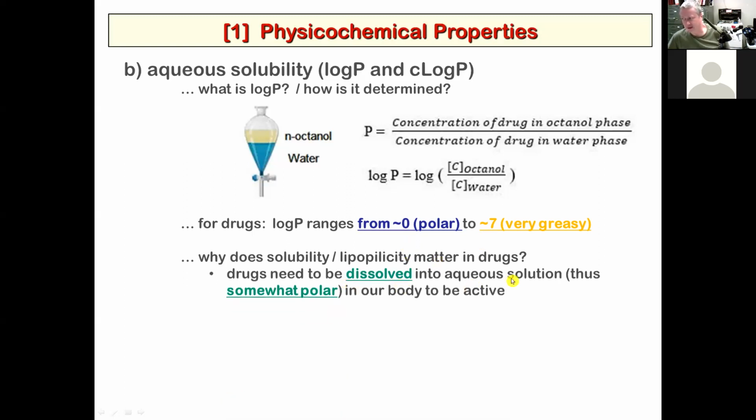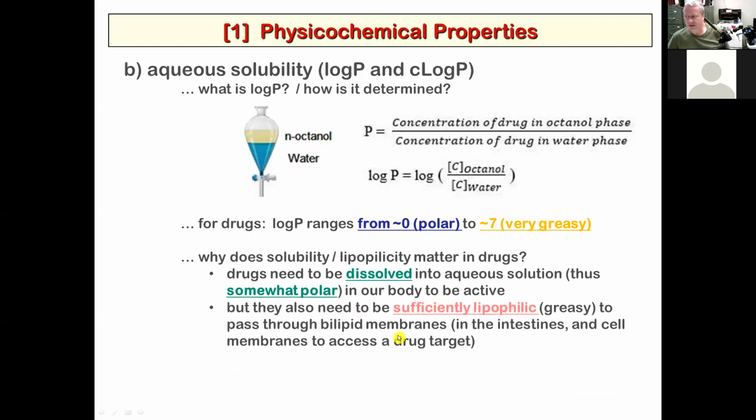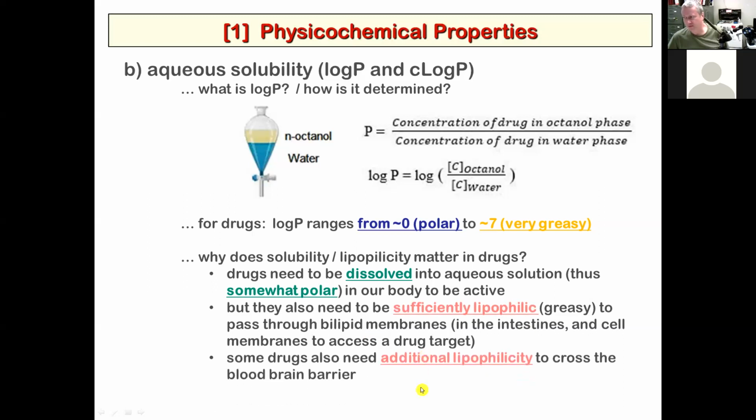So drugs need to be dissolved in an aqueous solution, thus they need to be somewhat polar. But they also need to be sufficiently lipophilic, greasy, to pass through bilipid membranes in the intestines and the cell membranes to reach a drug target. So it may have to cross a cell membrane where your drug target is. If your drug target's inside the cell, we need to sneak through that cell membrane also, right? Some drugs might need to be even greasier to cross the blood-brain barrier, because if you're treating a neurological condition, that's another membrane, and that's a very greasy membrane. Okay.